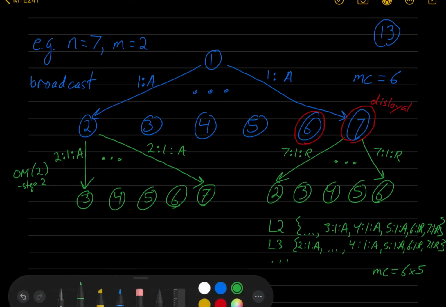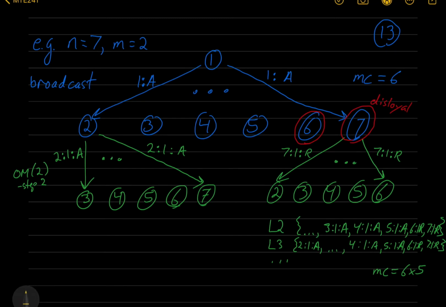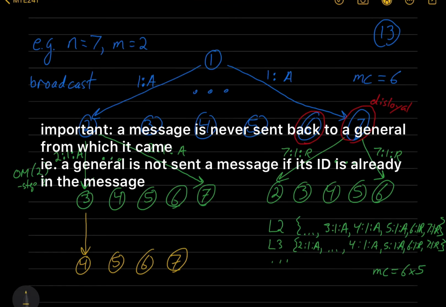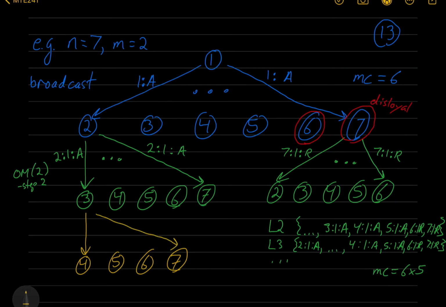So let's use a different color for that. So 3 here will send to generals 4, 5, 6, and 7. And it's going to prepend its ID onto the message. So what it will send is 3:2:1A. And likewise, general 4 will prepend a 4 to the 2:1A and send that out. 5 and 6 will all do the same. And then for the message that general 3 will have sent out, the receiving generals will send those out 4 times, and so on.